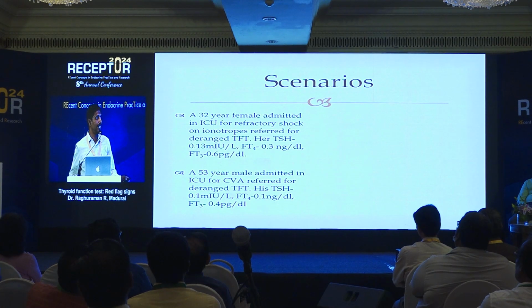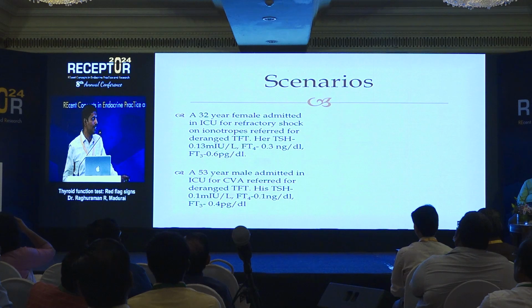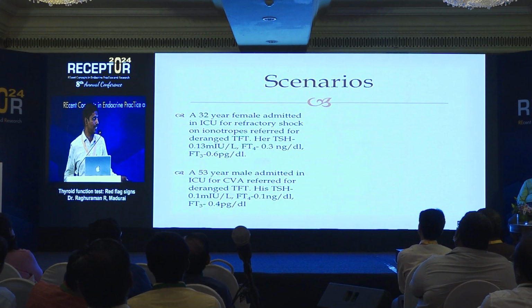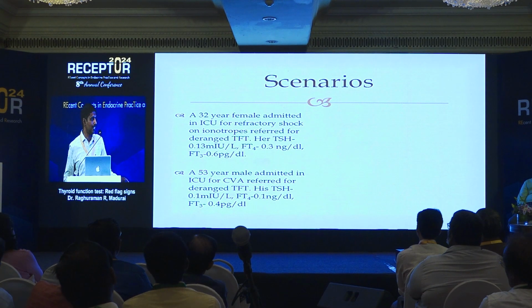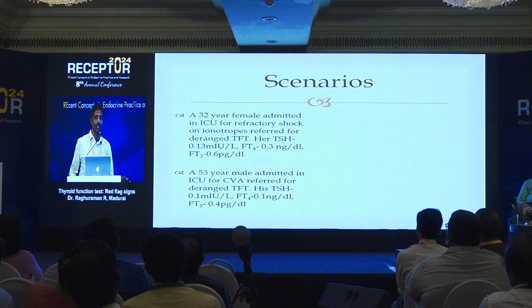So, this is the scenario where you will be seeing a 32-year-old female admitted in ICU for refractory shock and some inotrope support. She has been called, your opinion is needed for deranged thyroid function tests, where your TSH is decreased, T4 and T3 are also decreased. In the second case scenario, you will find a 53-year-old male admitted in ICU for CVA for deranged thyroid function tests. This patient also has decreased TSH with decreased T3 and T4. So both the patients have similar lab reports, but one patient requires treatment, the other patient does not require treatment.